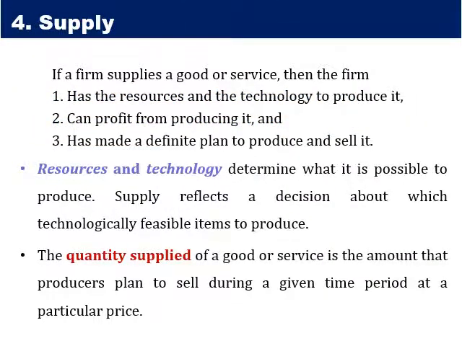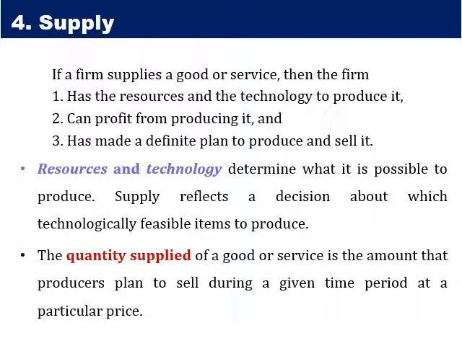So let's start with the first point in this lecture, which is the meaning of supply. If the firm supplies something, this means that the firm must satisfy the following conditions. First, it must have the resources and the technology to produce it, and second, it can achieve some profits from producing this good, and the third condition, it must have made a definite plan to produce and to sell this product.